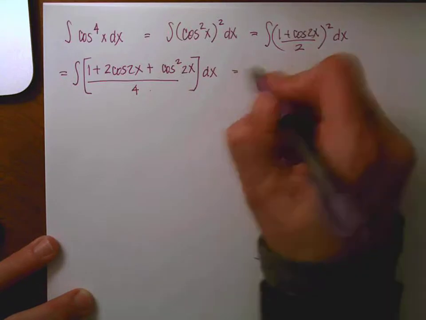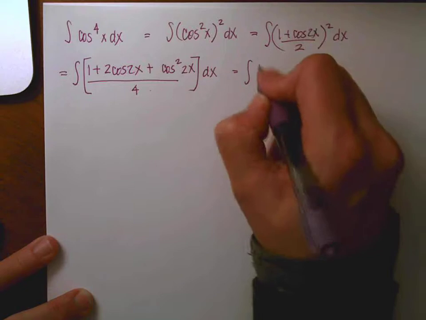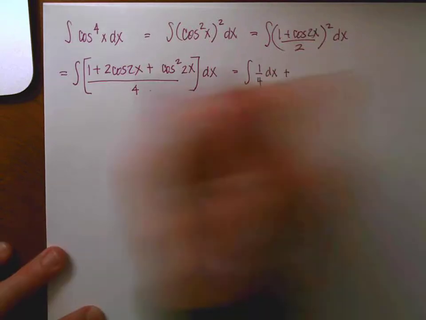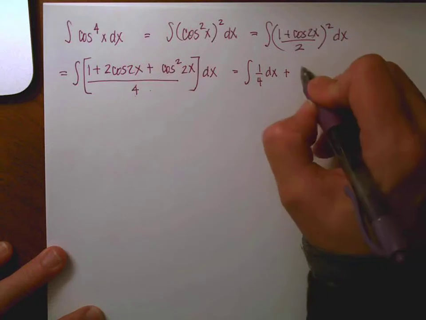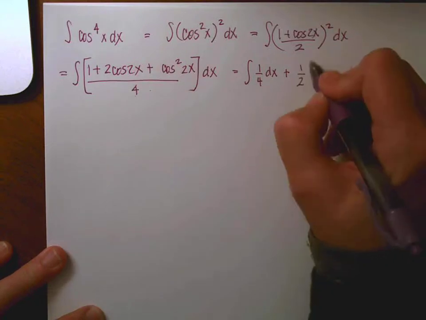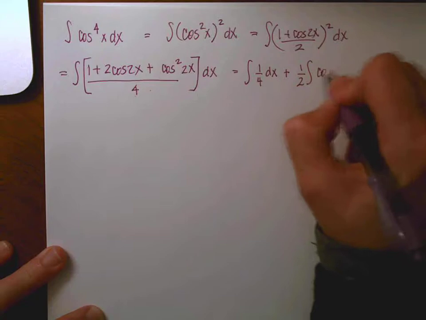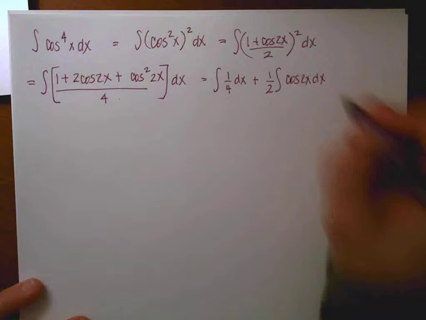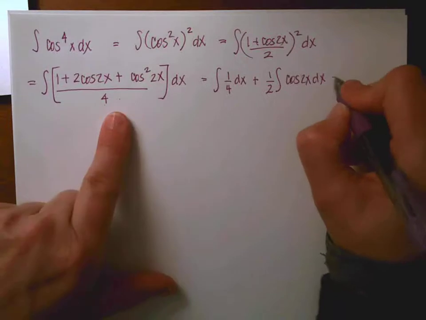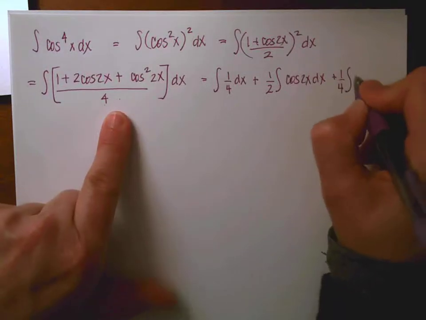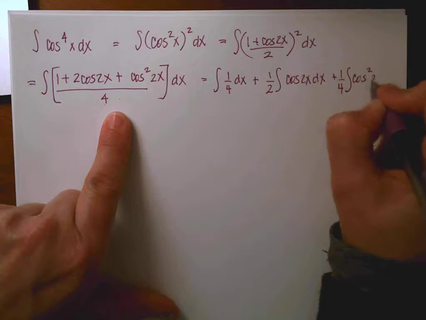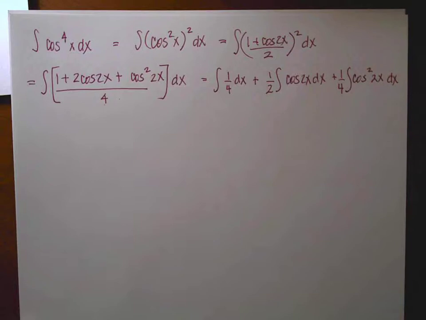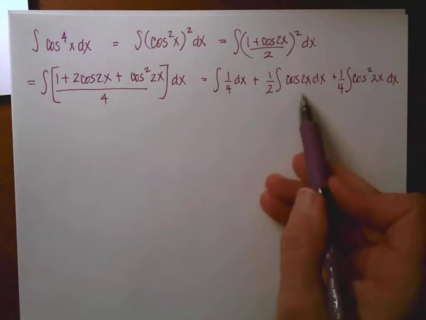And then I'm going to rewrite that and split it up into individual integrals. So this is going to be the integral of 1/4 dx, and then plus 2 divided by 4 is a half, and I'm going to pull it out front: there's the 1/2 cosine of 2x dx. And then let me squeeze the other one in. I'm going to pull the 1/4 out front, and I have the integral of cosine squared of 2x dx.